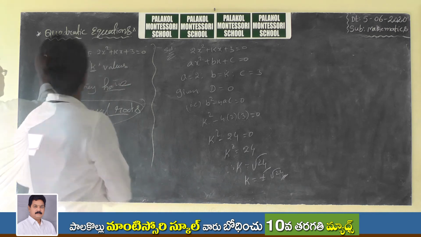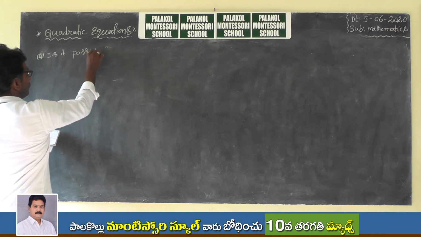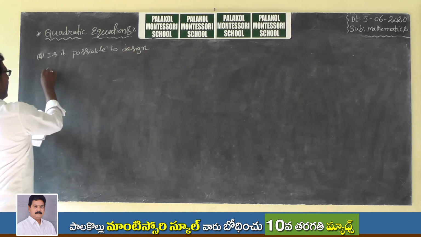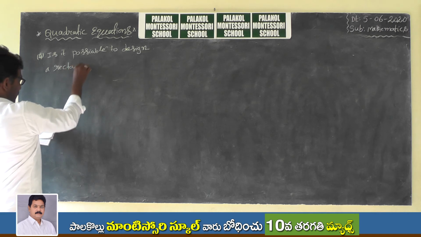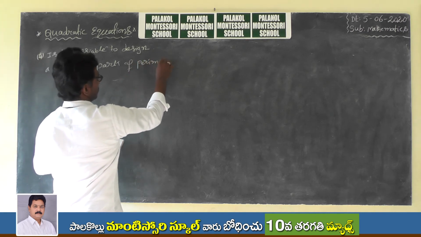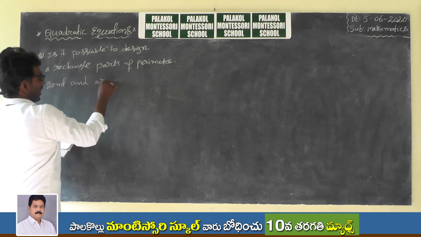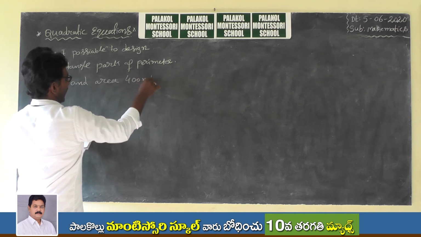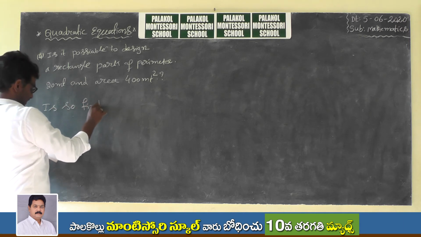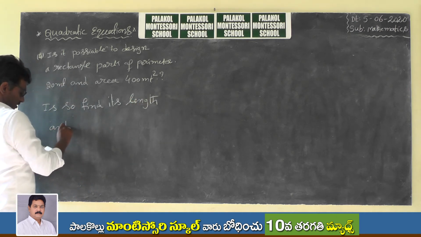Okay, next one. Fourth question. Is it possible to design a rectangular park of perimeter 20 meters and area 400 meters square? If so, find its length and breadth.